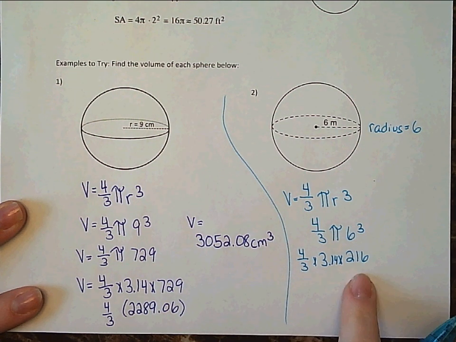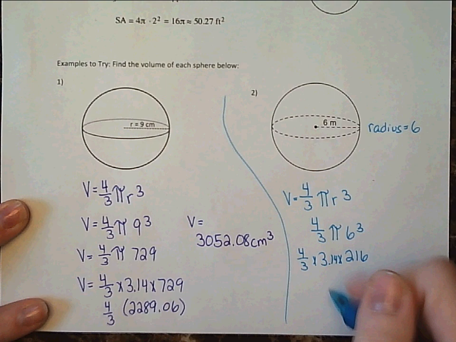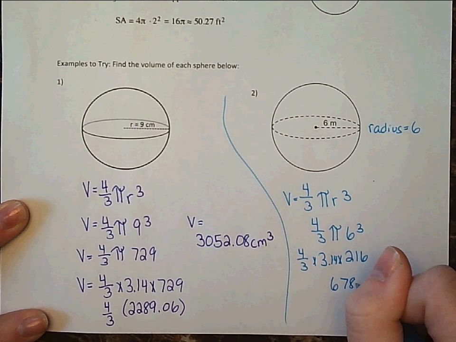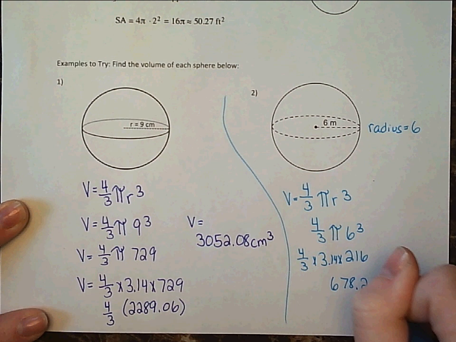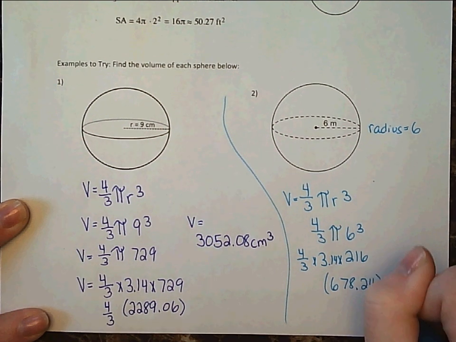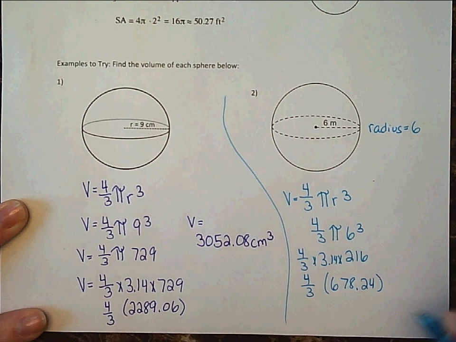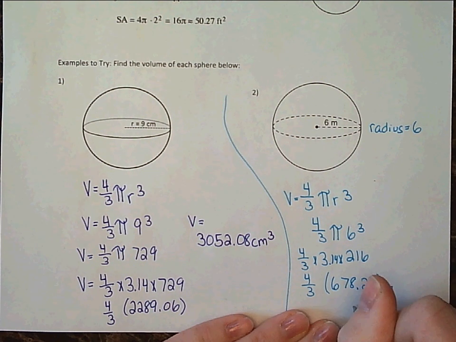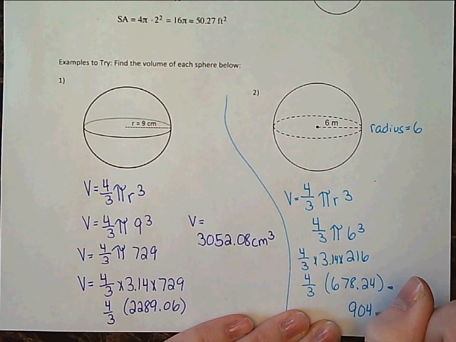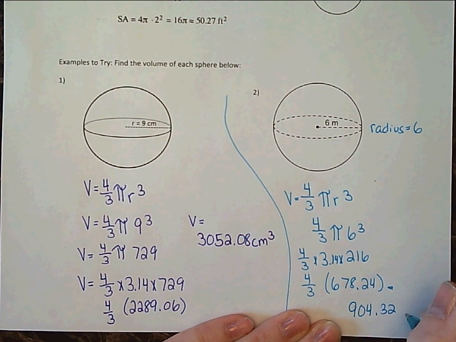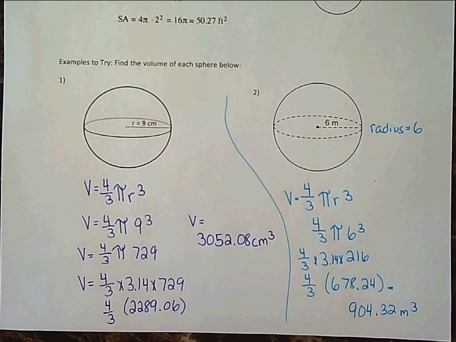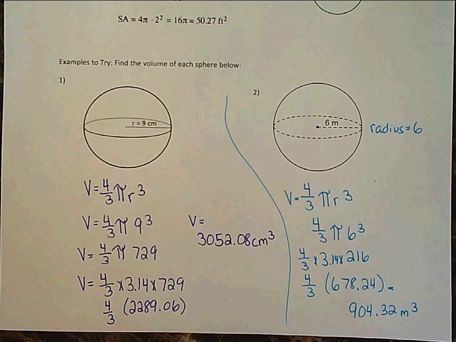So if we do 3.14 times 216, we should get 678.24. And we can multiply that by 4/3. And you should get a final answer of 904.32 meters cubed. Okay, so I hope that makes sense for you. All right, so I'm going to give you guys some to try.